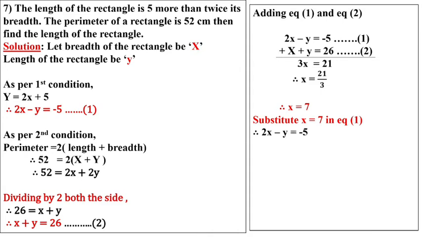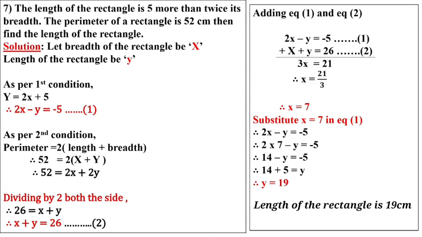We will substitute the value x = 7. So 2 multiplied by 7 minus y equals minus 5. 2 sevens are 14, minus y equals minus 5. Now minus y will go to the right side and become plus y, and minus 5 will come to the left side and become plus 5. So 14 plus 5 equals y. Therefore y = 19. Here we have to find what? The length of the rectangle. And the length of the rectangle, what did we assume? y.